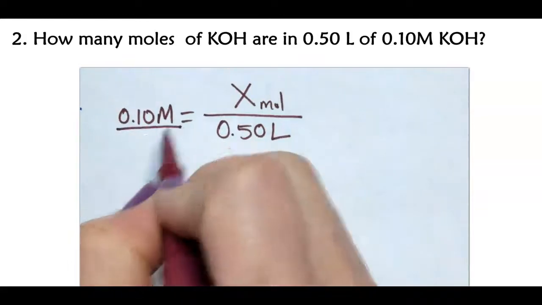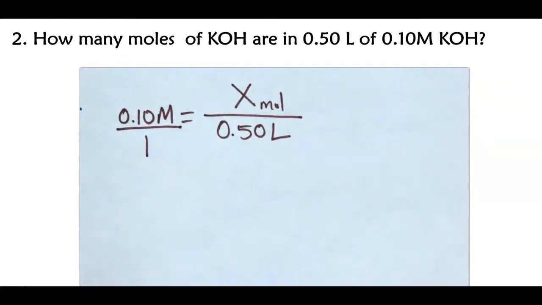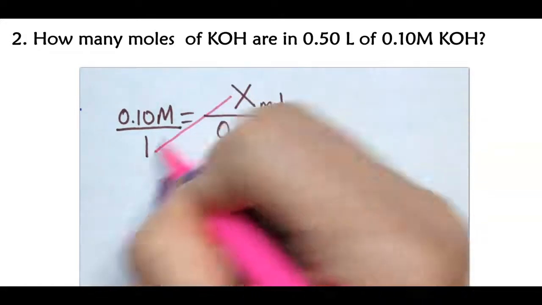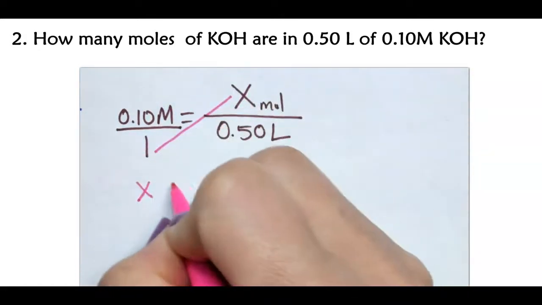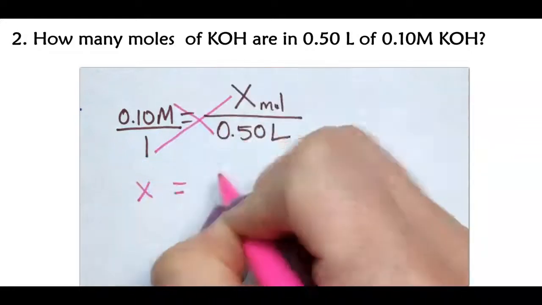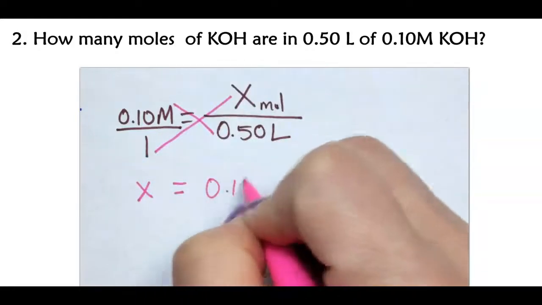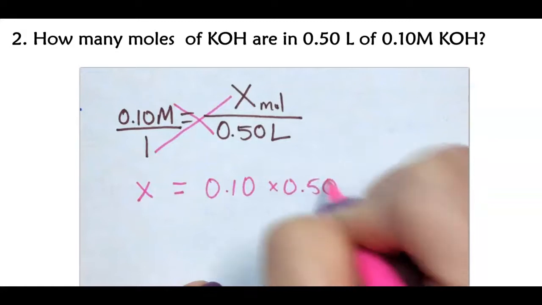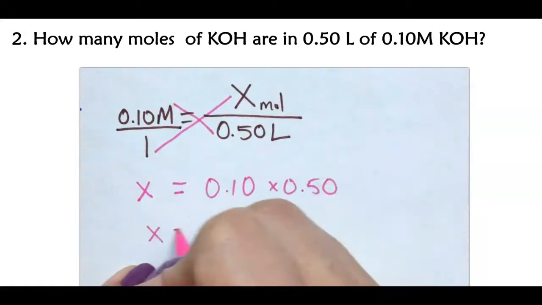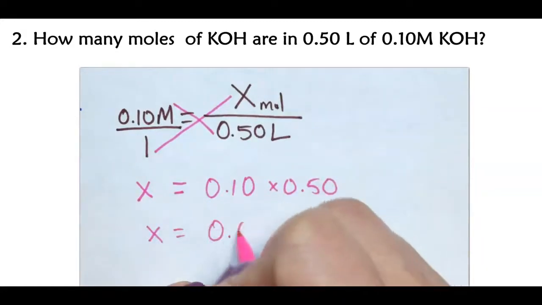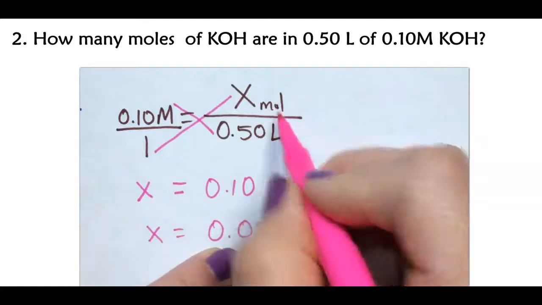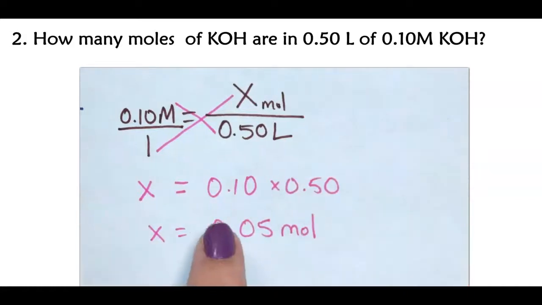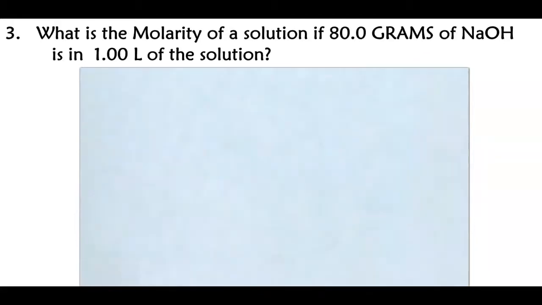You can place your molarity over 1, and then from this point, you can cross multiply. And so it's going to be x times 1, which is just x, equals 0.10 times 0.50. And when we multiply these, we get x equals 0.05. Remember, x is moles. And so we just found the amount of moles of solute in this solution.